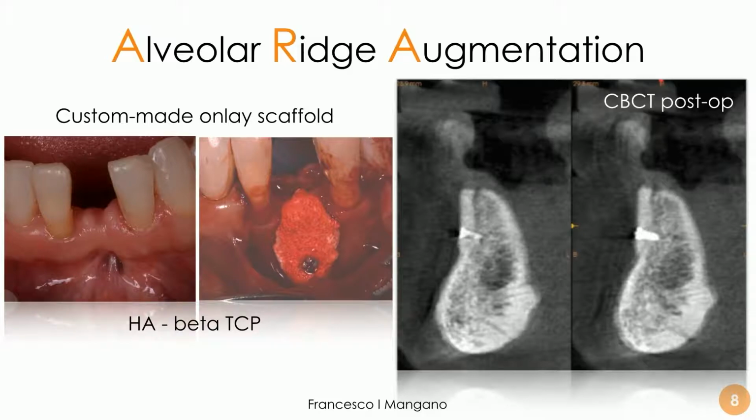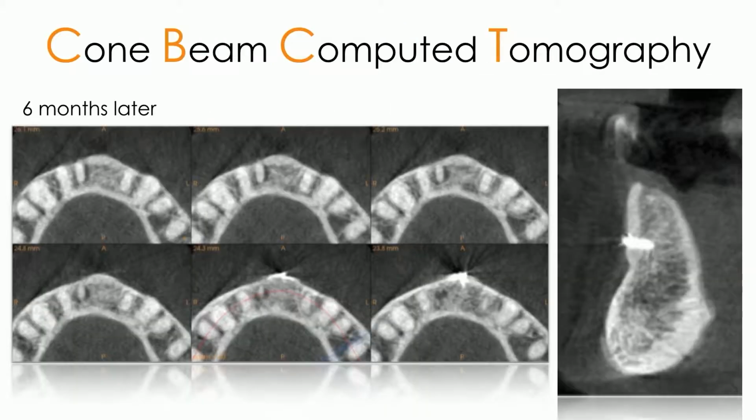The perfusion is very good, as you can see from this picture. So it's immediately full of blood. There is the possibility also to make a little perforation of the cortical bone in order to enhance bleeding, in order to have a better perfusion.